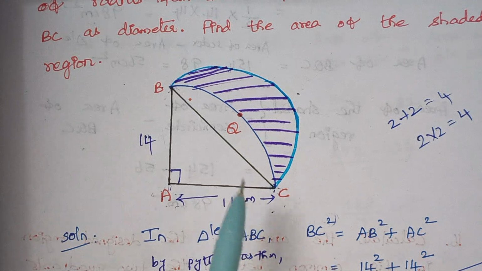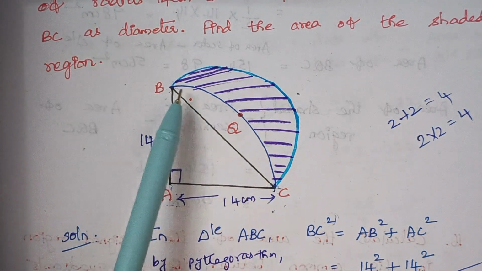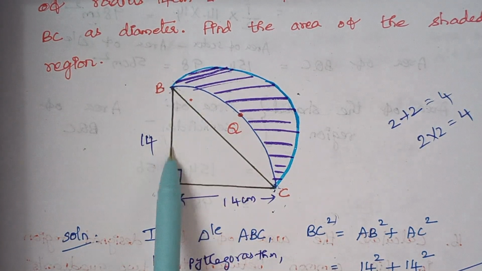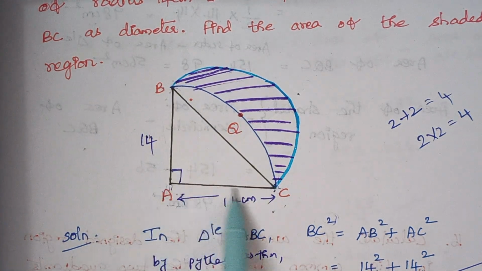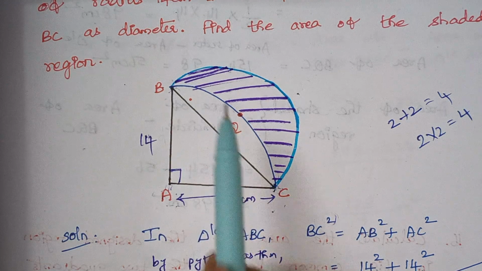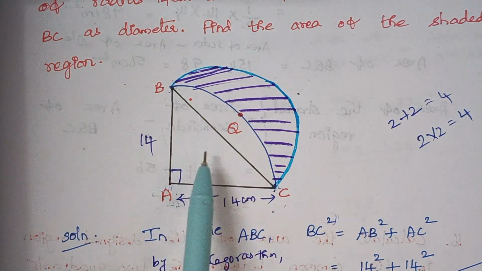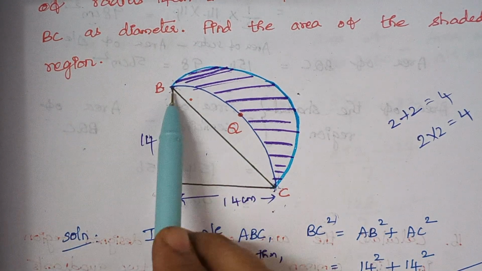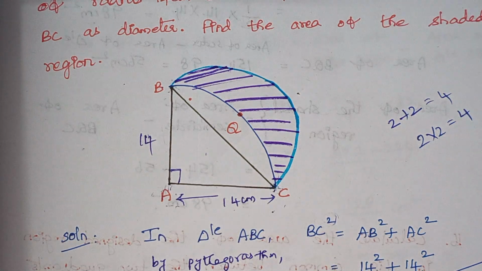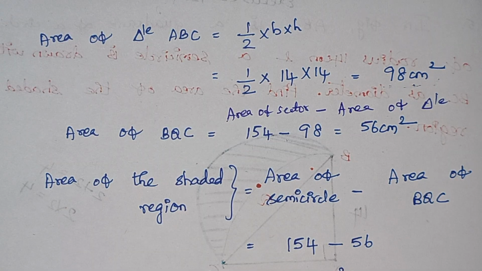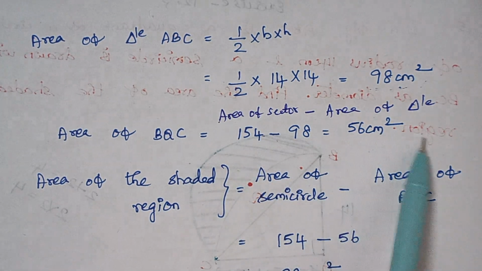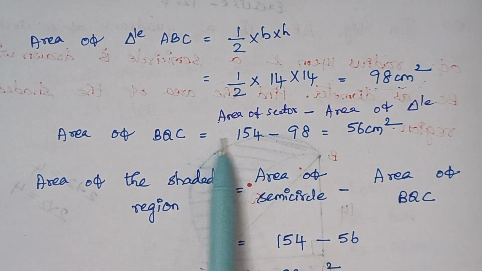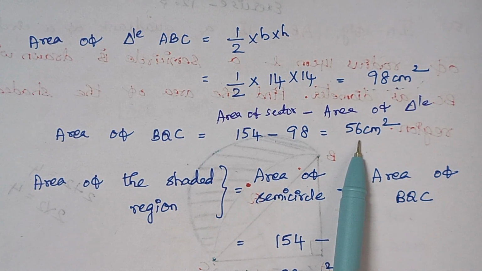So the only way to find the area of this part is you have to find the area of this sector and you have to find the area of this triangle. So you have to subtract the area of this triangle from this sector, right? So area of the sector is 154 and area of the triangle is 98. So when you subtract here, the answer is 56 centimeters square, right?